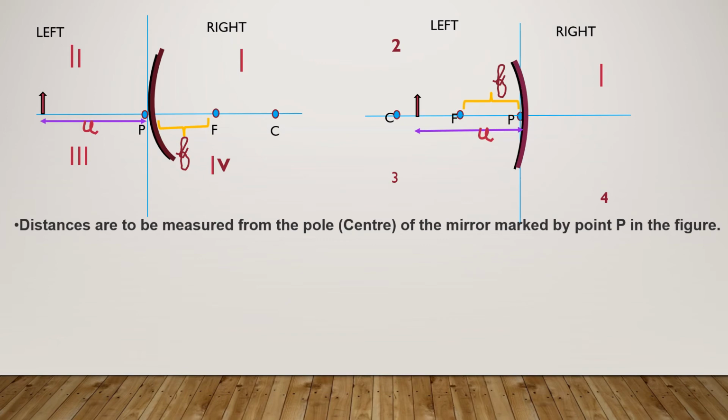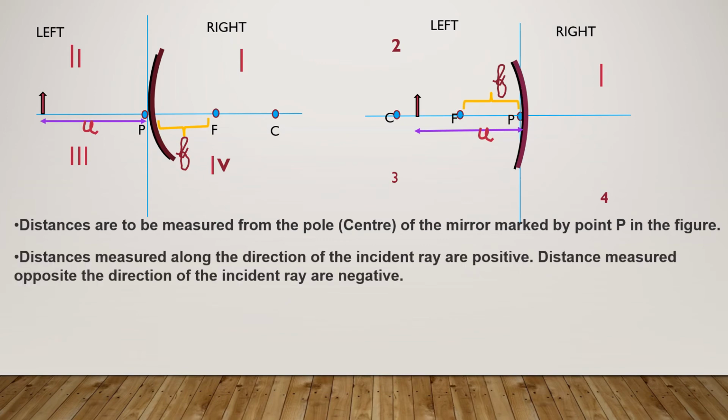And for measuring the distance you have to have the second point also. So what is that? The distances measured along the direction of the incident ray are positive. So you have to measure the distance along the incident ray. If you are going along with the incident ray, you are going in the positive direction. If you are moving from left to right, you are moving in the positive direction. If you are going opposite to the incident ray, it will be labeled as negative.